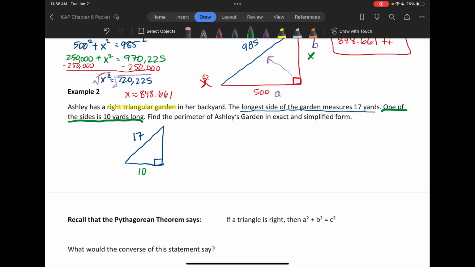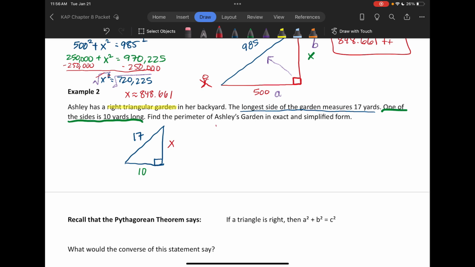Now it says find the perimeter of Ashley's garden in exact and simplified form. For me to find the perimeter, I need to add up all the sides. But I can't do that because I don't know this missing side here, the vertical one, which I'm going to call x. But we can use Pythagorean theorem to find that missing side. Pythagorean theorem can always be used as long as you know two sides of a right triangle.